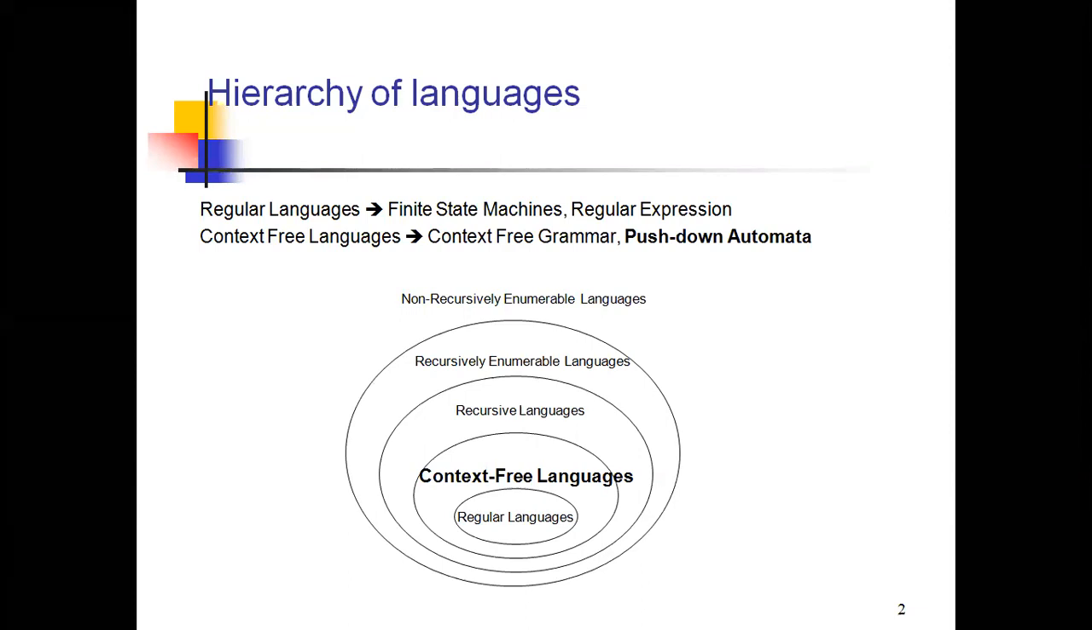Coming to the structure, there are two parts, regular languages and context free languages. And then we have recursive languages, recursive enumerable languages, and non-recursive enumerable languages. After the context free languages, the next step is recursive languages, then recursive enumerable languages, and then non-recursive enumerable languages. This is the hierarchical structure.